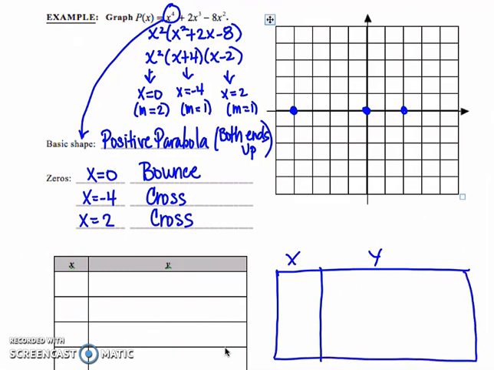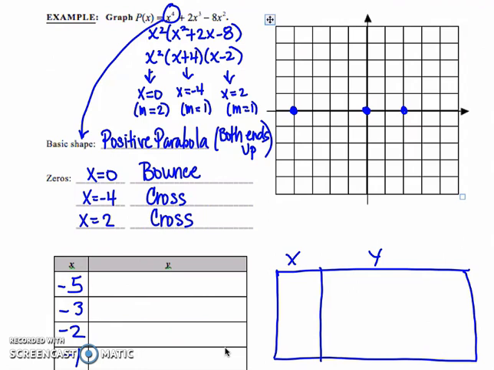Okay, so the X values that I want to choose surrounding my zeros, obviously if negative 4 is my leftmost zero, I'm going to choose negative 5. Then I need some zeros in between negative 4 and 0. Since that's kind of a big gap, I'm going to choose at least a couple here. And what the heck, let's do them all. Let's do negative 3, negative 2, and negative 1. This is just going to give us a really accurate picture of what's happening with our graph.